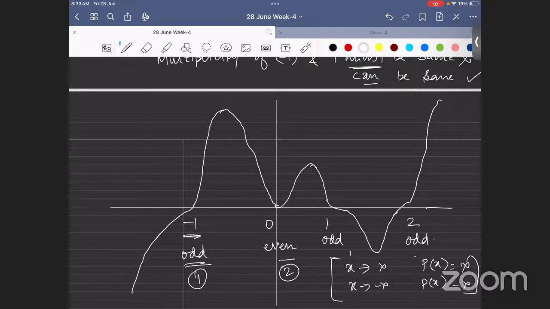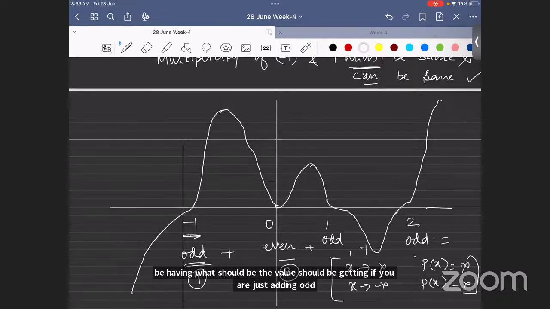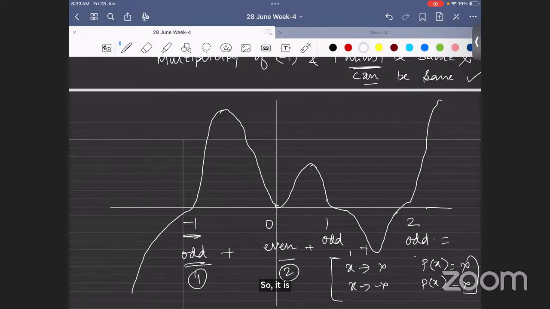So if they're asking for the given plot, the minimum degree that can occur is what? It is basically odd, because there are 3 odd and 1 even. So what value should you get if you're adding odd, even, odd? It should be 5, an odd number. Correct? Is it clear to everyone?